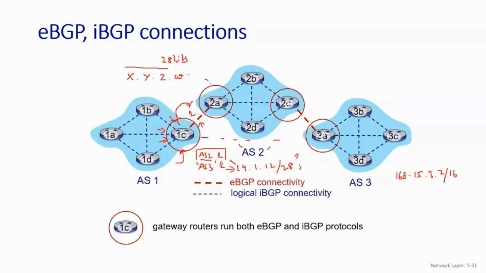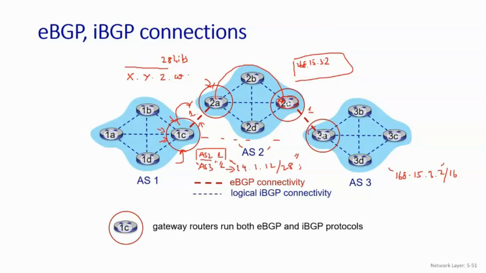Now this router should also maintain an entry for AS1 as well as AS3. If the prefix matches this, it will forward the packet to this router through the intra-routing protocol, the OSPF routing protocol. After receiving the packet, 2C also maintains a forwarding table. If the prefix matches 168.15.3.2, it will be forwarded to this interface. After reaching this, automatically it will reach the appropriate router.